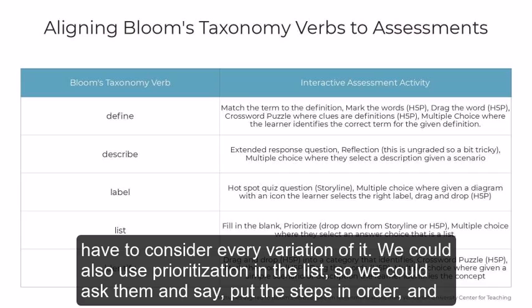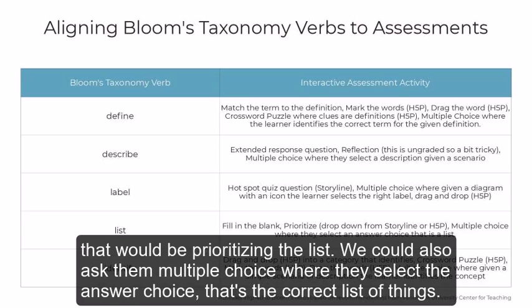We could also use prioritization in the list, so we could ask them and say, put the steps in order, and that would be prioritizing the list. We could also ask them multiple choice where they select the answer choice that's the correct list of things.